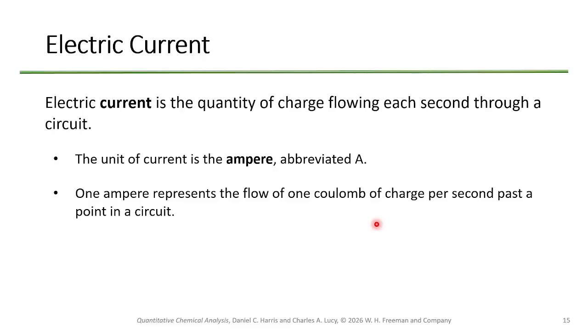All right, so electric current. This is the quantity of the charge flowing each second through a circuit. The unit is the ampere, abbreviated A, but oftentimes abbreviated amp. One ampere represents the flow of 1 coulomb of charge per second past a point in the circuit. Notice that this can cause some weird divergences in DC versus AC. Do you guys know anything about DC versus AC?